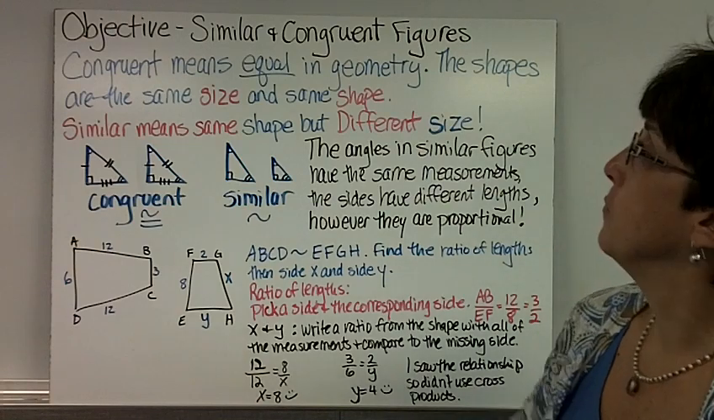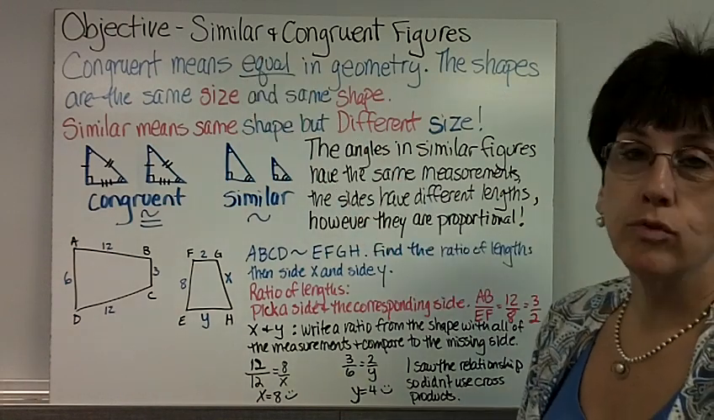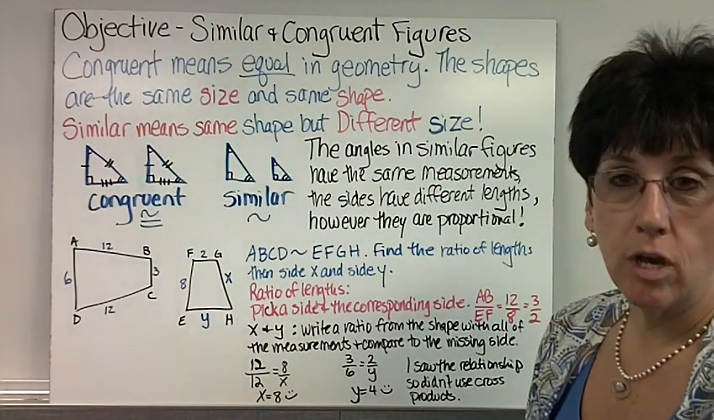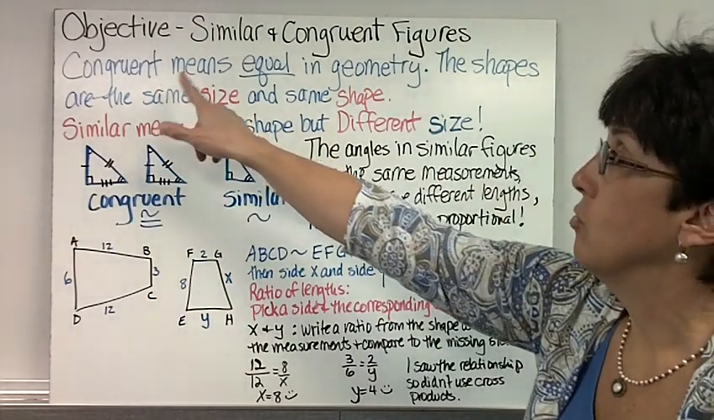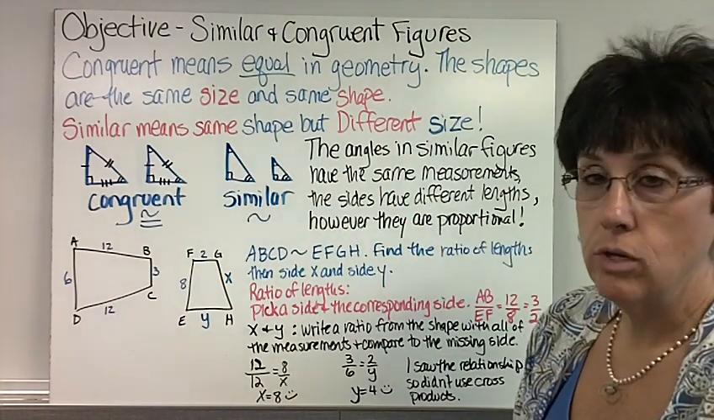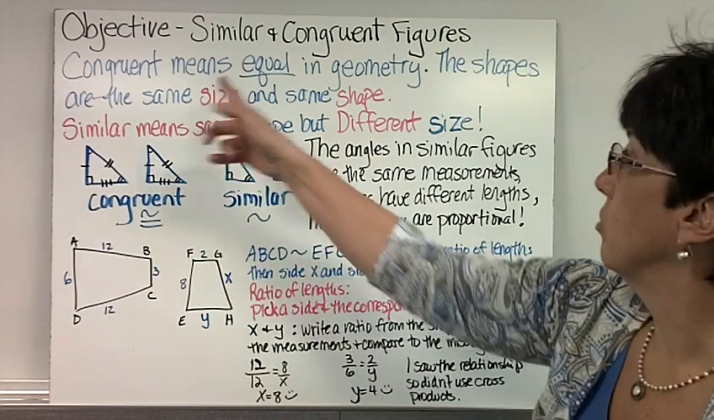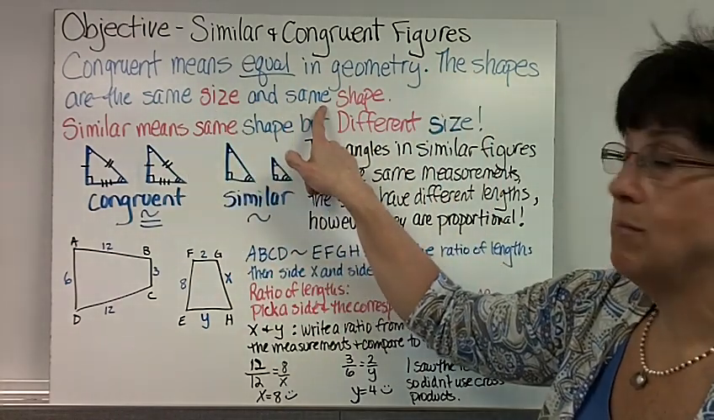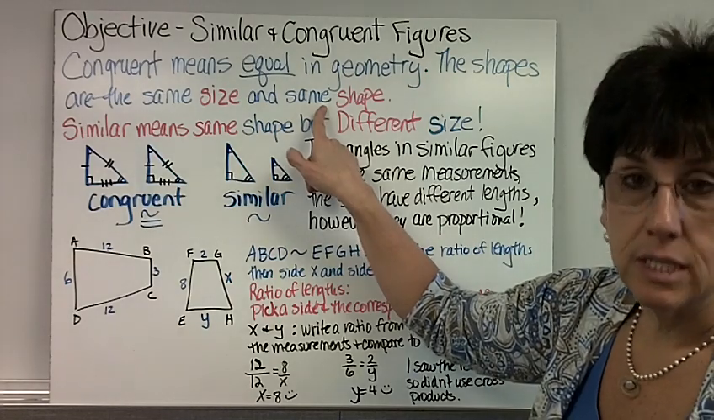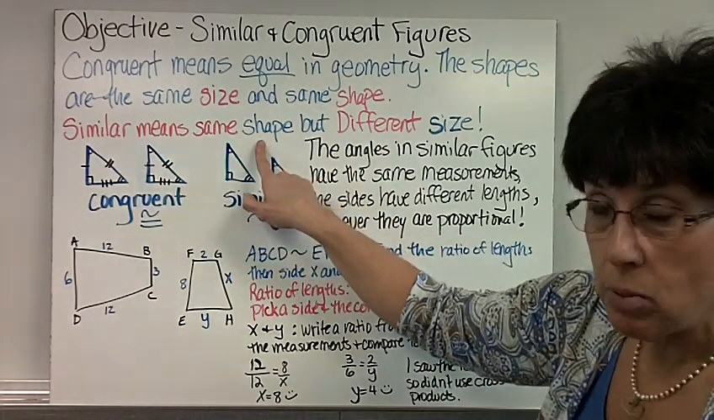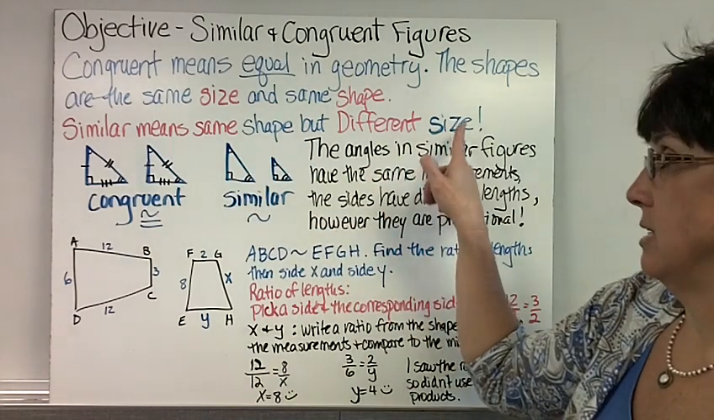Today's objective is similar and congruent figures. When we're talking about figures, we're in geometry. So congruent means equal in geometry. I don't know why we don't say equals, but we don't. We just say congruent. The shapes are the same size and the same shape. So they're identical, they're equal. Similar means same shape, but different size.